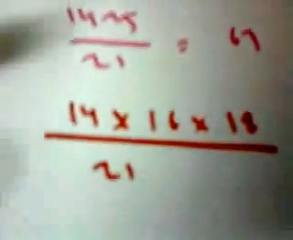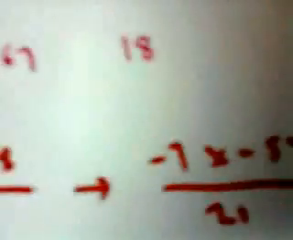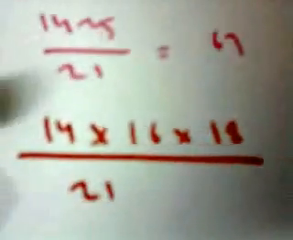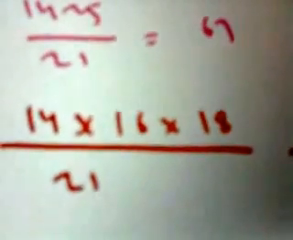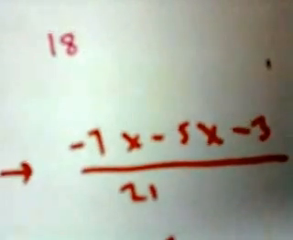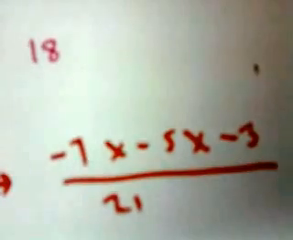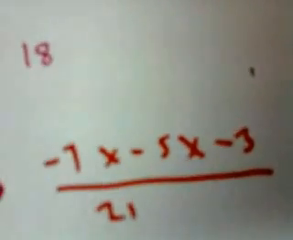Now 14 is nothing but 21 minus 7, so we can write 14 as minus 7. 16 is 21 minus 5, so instead of 16 we write minus 5. 18 is 21 minus 3, so instead of 18 we write minus 3. So we are further reducing the calculation. Now we see minus 7 into minus 5 into minus 3 by 21, what does it give?